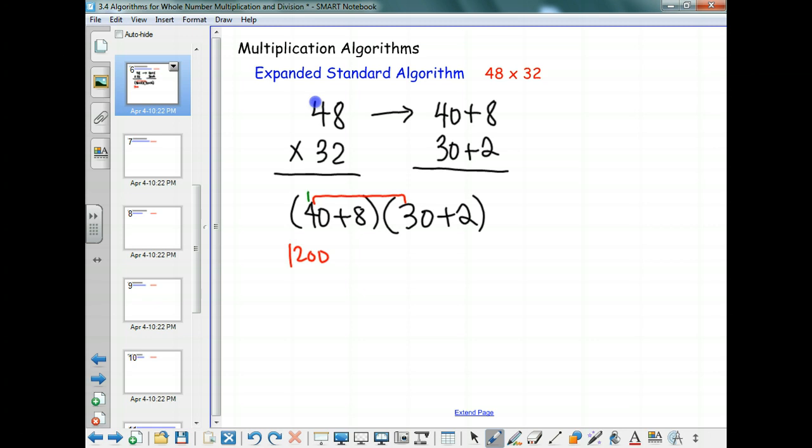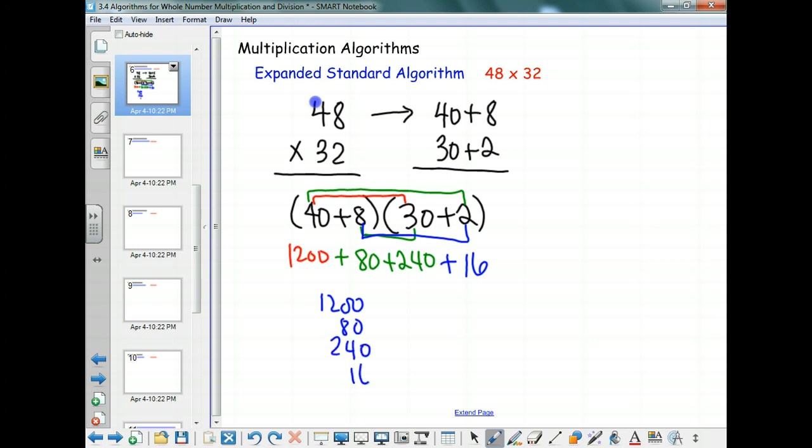And then we'll go to the outside terms. We've got 40 times 2, which is 80, right? Sorry. Our inside terms, 8 times 30. We get 240. And then we'll do our last terms, 8 times 2, and get 16. And then we can use whatever means we would like to add these together. We've got 1,200. We've got 80, we've got 240, and we've got 16.